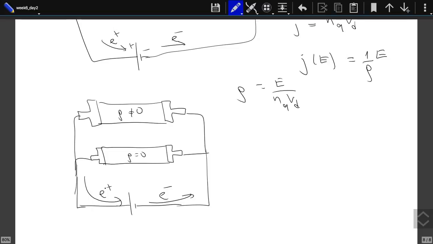Why we don't have the buildup of any electric field in a zero resistance conductor: because whatever electrons are trying to accumulate over here, they move to the other side, neutralizing the lack of electrons over there. So you don't have a buildup of the electric field in a small resistance resistor. Any questions?